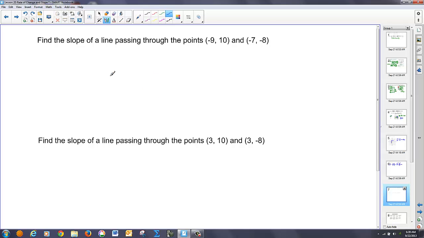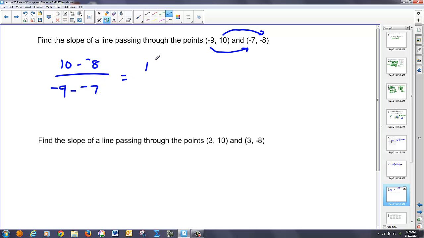We're going to practice another one. Got to make sure if we're subtracting, we always take the front minus the back each time. So I have 10 minus -8 over -9 minus -7, which gets me 18 over -2 or -9. And if you look at that graph, -9, 10 is somewhere up here, -7, -8 is somewhere here. It looks like when we rise and run, we're going down and over, so that makes sense to have a negative there.